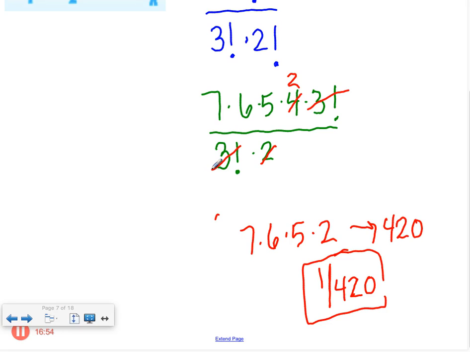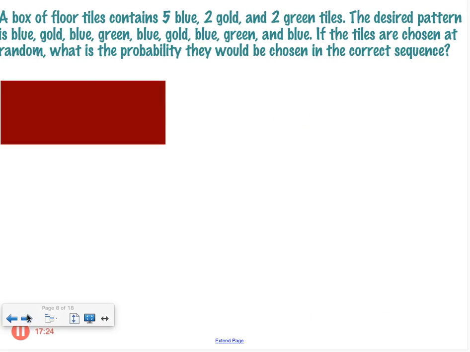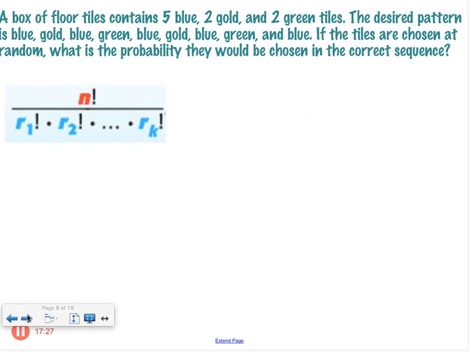Okay, how about you guys try the next one? It's another repetition. Lots of 4 times 5. There's a lot. Okay, so this is permutation with repetition.